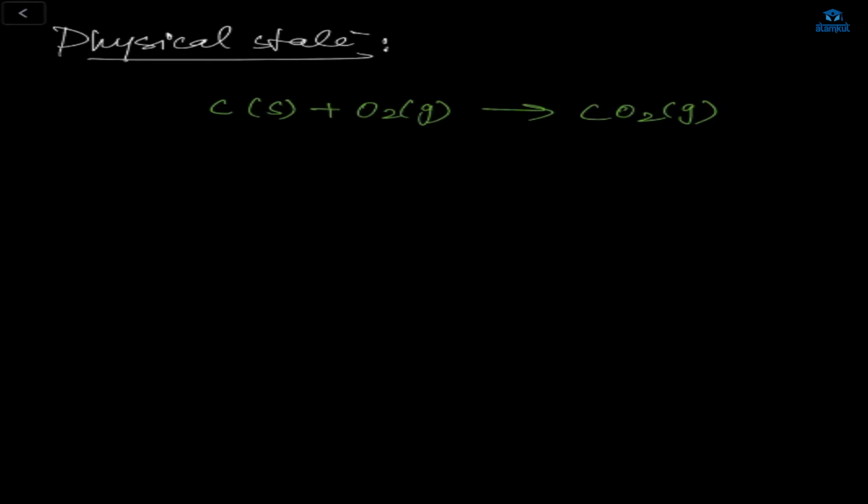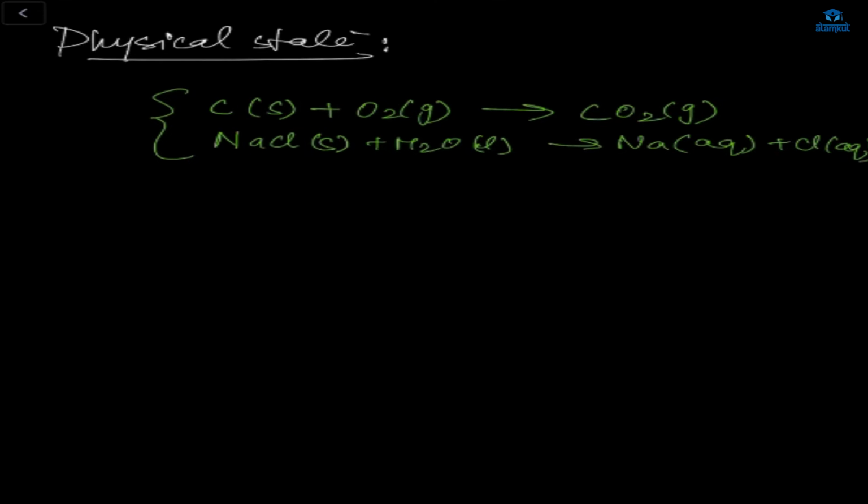Now let us take one more example. NaCl plus H2O giving Na aqueous and Cl aqueous. Let us take these two examples.